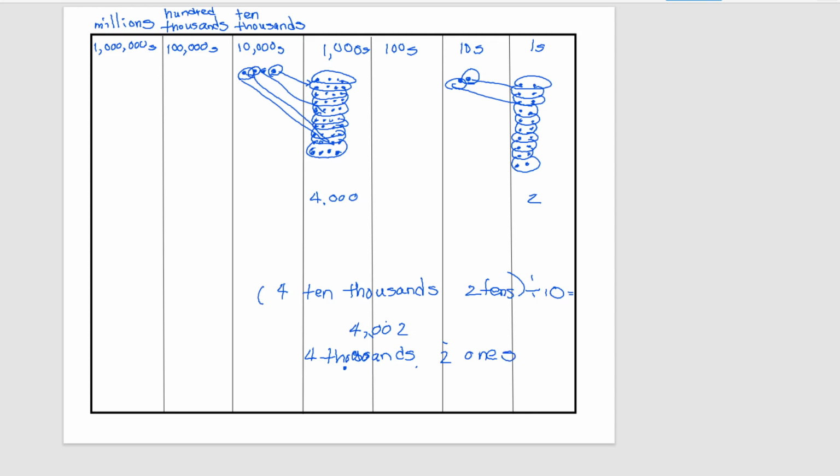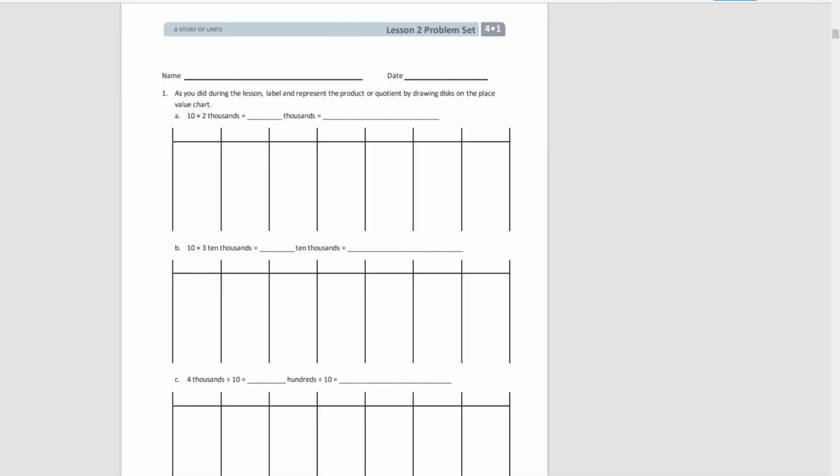Okay, we're going to use this to do some problems in our problem set. So find the lesson 2 problem set. And as we did in lesson 1, we'll do the first one together. Then you're going to pause the video. You're going to work the next problem by yourself. And then you'll restart the video to compare your answer with the one that's on the video. And every time you do a new problem, you'll pause it, try it, and then check your answer.